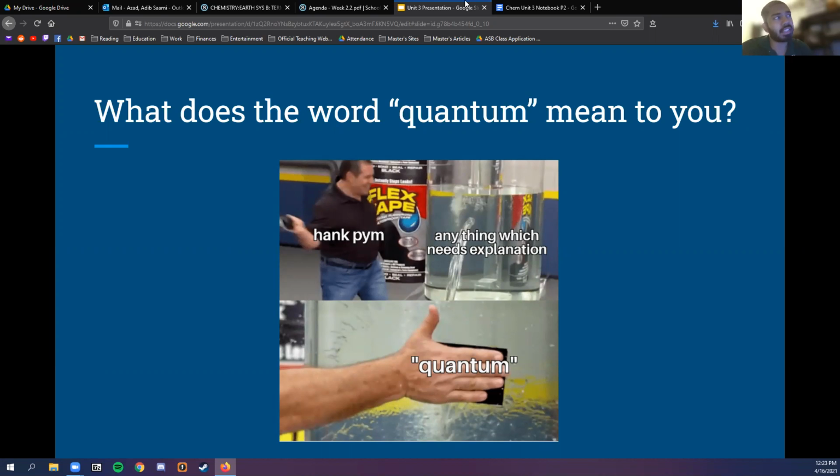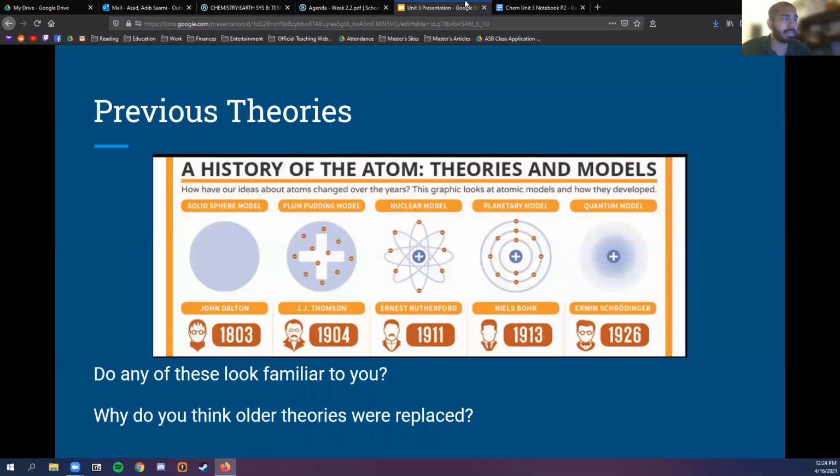And so we get to this idea of quantum. What does quantum mean? Most of us will think, oh, okay, quantum, that's obviously science. It's new science, so it's got to be brand new stuff. It's high tech: quantum computers, quantum keys, quantum cryptography, right? So many words that have quantum in them. It's obviously science-y, but it means a very specific thing, at least for chemists.